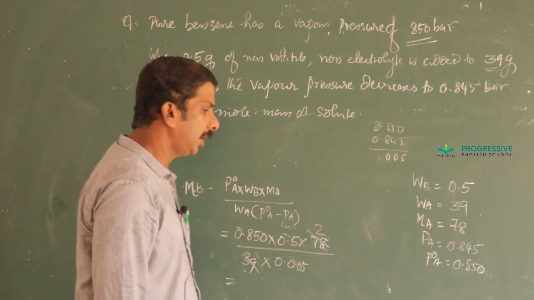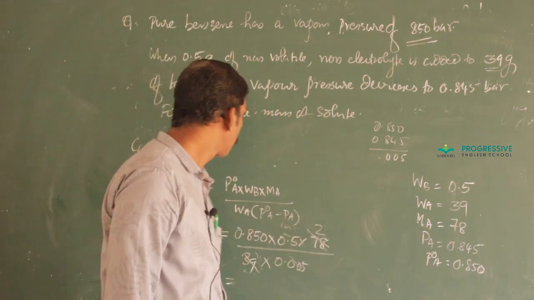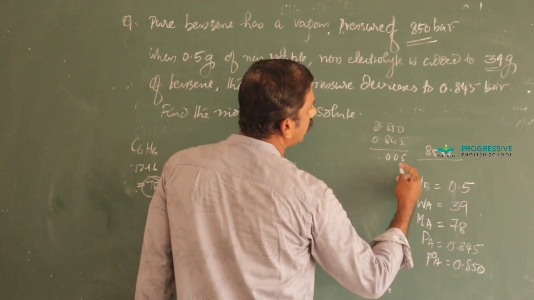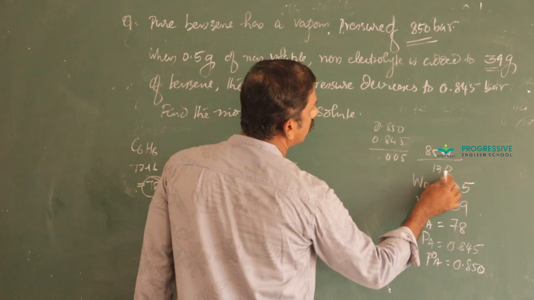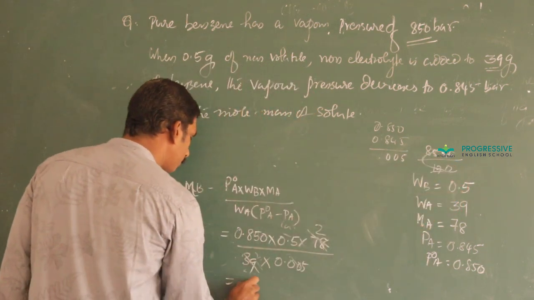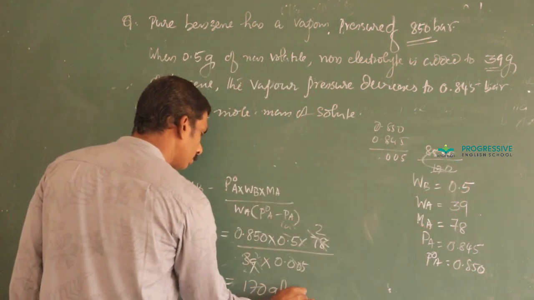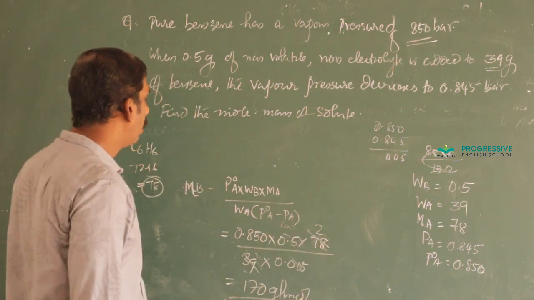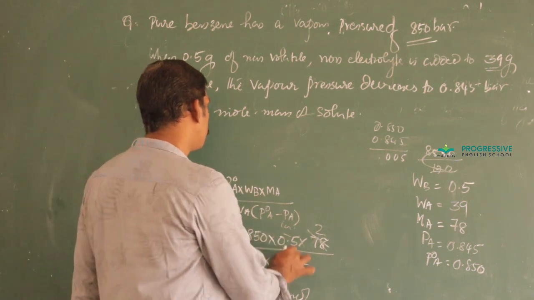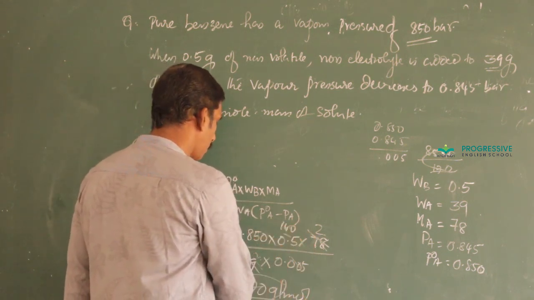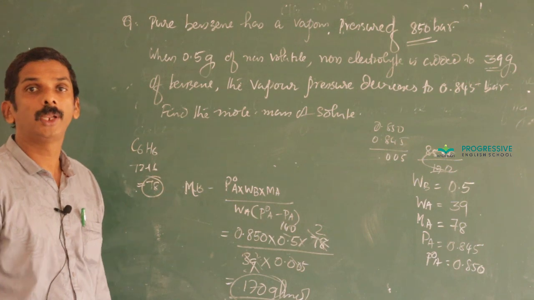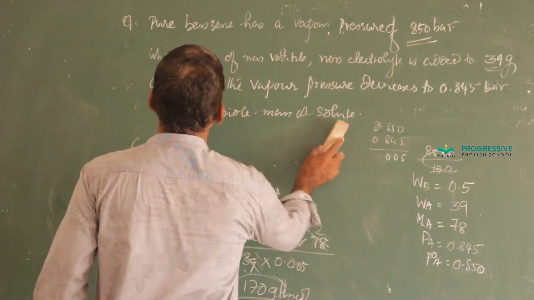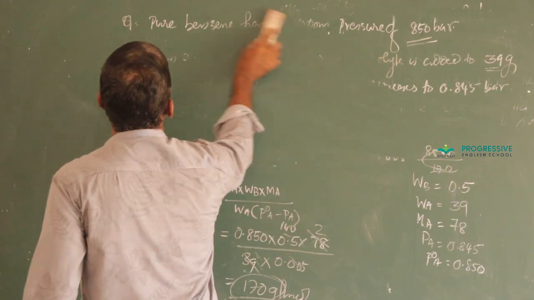That is 850 into 85 into 2, 170 gram per mole. 85 into 2. Answer is 170 gram per mole. That is based on this relative lowering of vapor pressure.